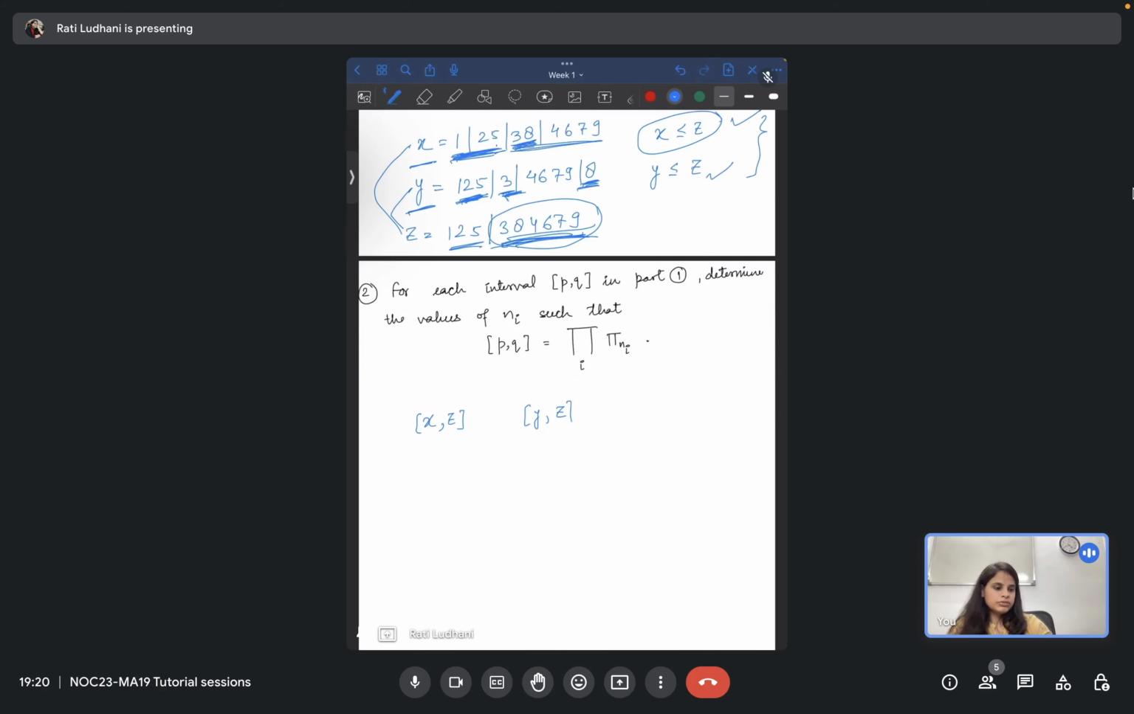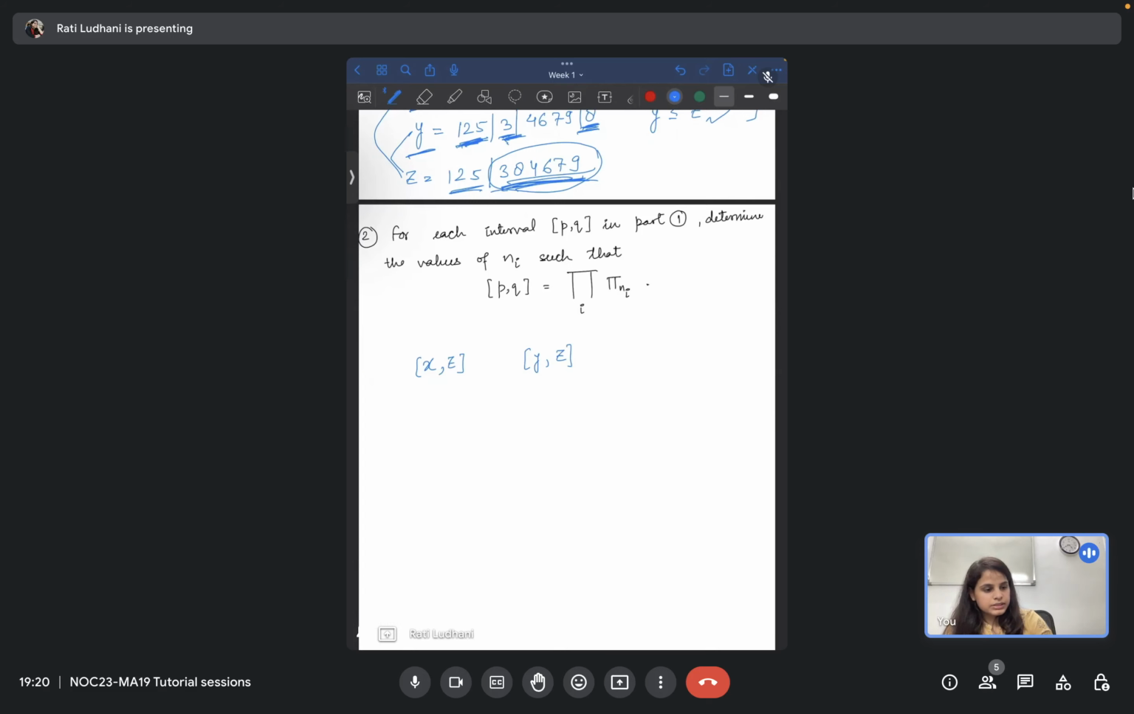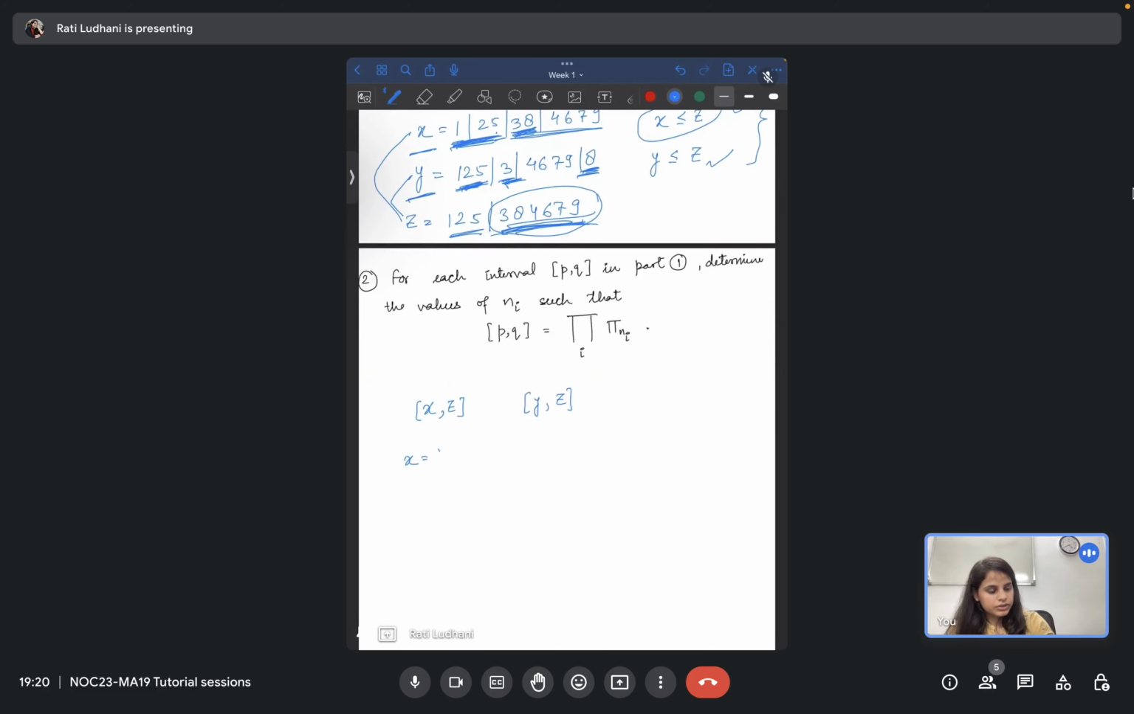So this is a formula, if you know it from the notes. So xz: x is given to be 1 2 5 3 8 and 4 6 7 9. Anyway, we need y. Let's write z first: 1 2 5 and 3 8 4 6 7 9. So basically for x and z, this interval you can actually write it from, I'll write the values again.